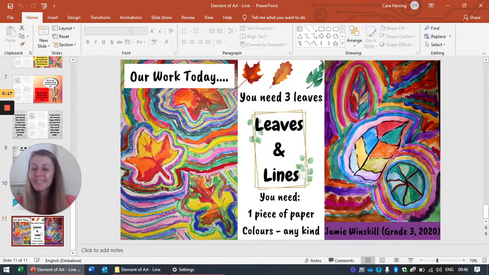So enjoy the lesson. What you need to do is put your leaf on the piece of paper, so your 3 different leaves. Put them however you want them to be. And then what you're going to do is draw different lines around them all the way to the edge of the paper, like you can see in these pictures.